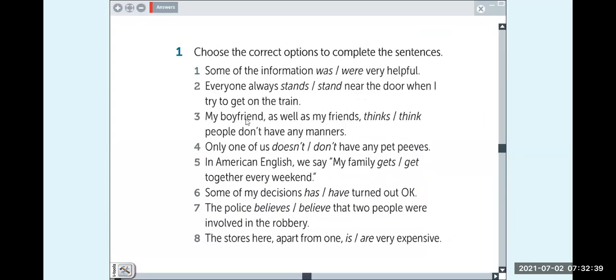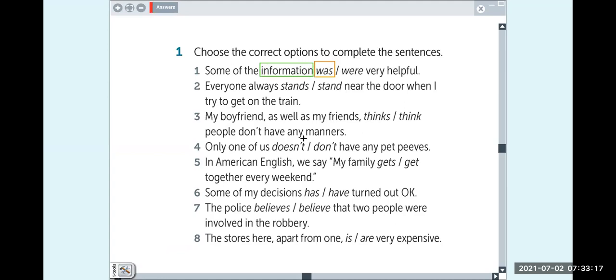Number 1. Choose the correct options to complete the sentences. Number 1: Some of the information was very helpful. Why was? Because it's not talking about all the information. It's uncountable. Information is uncountable. We don't say one information, two informations, right? Yes, it's uncountable. Very good.